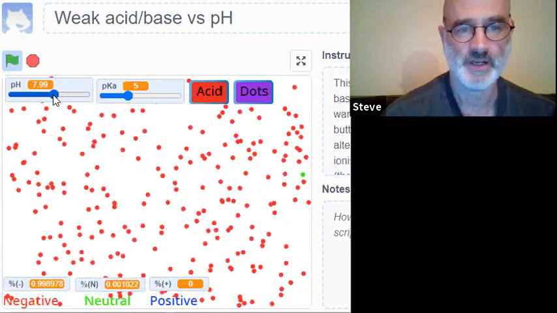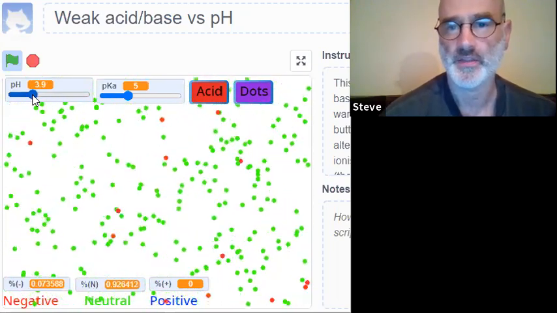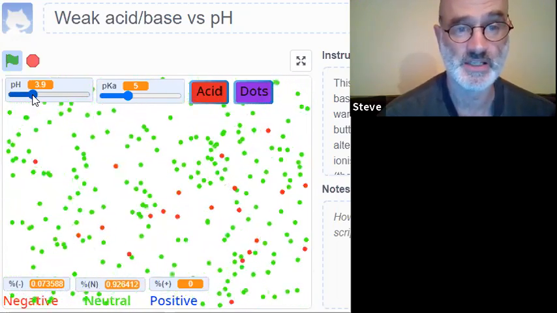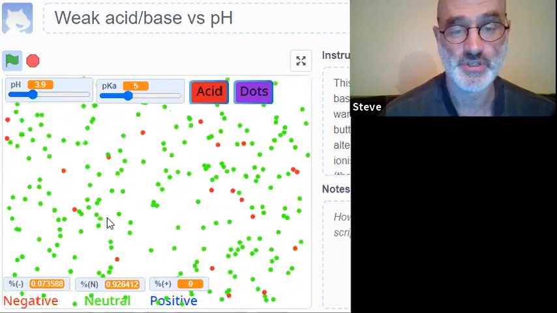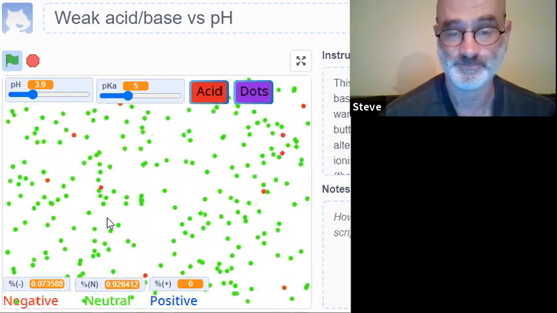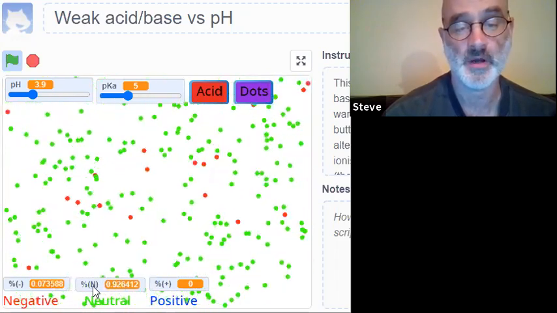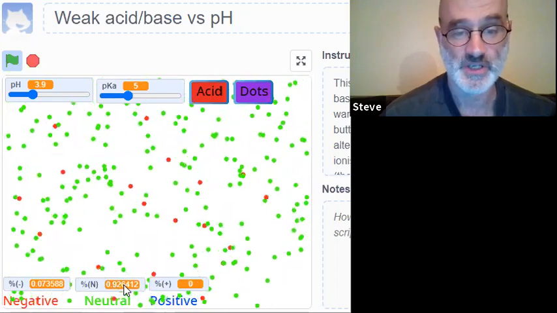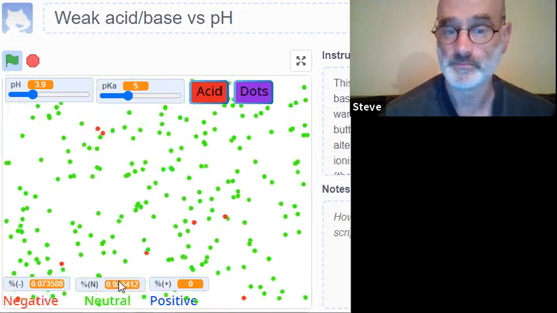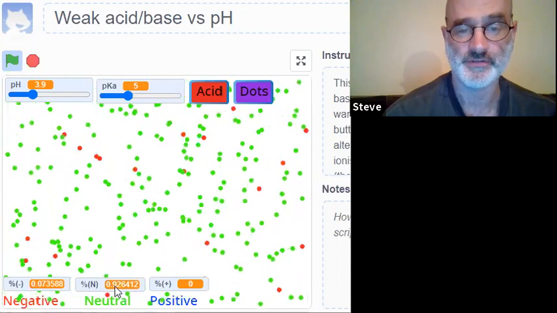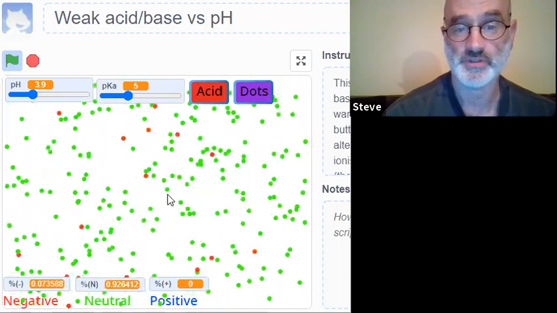If I drop the pH again, as you would expect, the proton goes back onto the carboxylic acid at a low pH, and the majority of the acid circulating around is in the neutral rather than the negative form. Also at the bottom you've got the percentages, which are actually factors giving you the proportional values of the negative ions, the neutral molecules, and the positive ions as well.